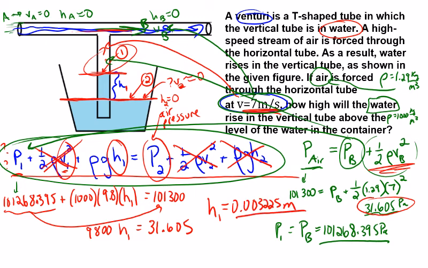That's in meters. So basically about 3 millimeters. So it's not rising very much when you're only blowing at 7 meters per second, but it does do it a little bit, I suppose. This really only has 1 sig fig, so I should just say this is 0.003 meters or 3 millimeters.